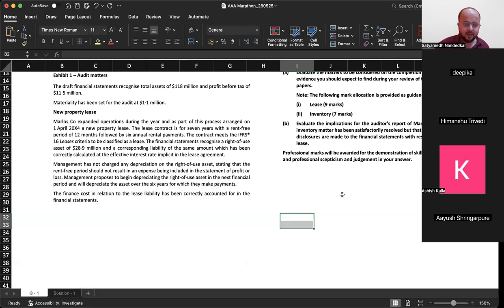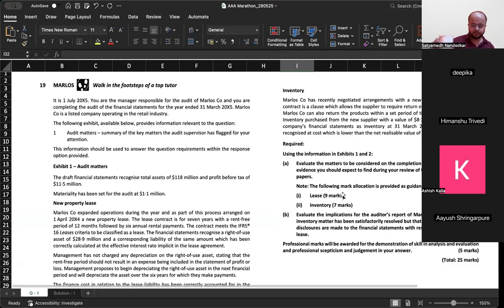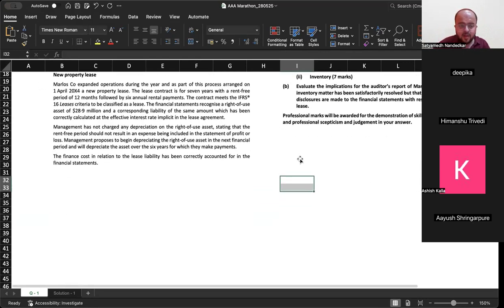Can you see my screen? Yeah, sure. चलो, using the information in Exhibits 1 and 2, evaluate the matters to be considered on the completion of the audit and the audit evidence you should expect to find during your review of the relevant audit working papers. The following mark allocation is provided as guidance for this question. Lease के लिए 9 marks है, inventory के लिए 7 mark है। They have asked you to use Exhibit 1 and 2.